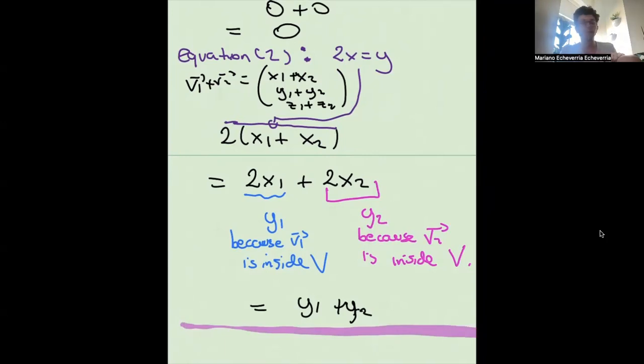So that was the first condition for being a vector space, that it satisfies the sum property. So that's the first thing. But there's still one more condition to check, right? So we still have to do the second condition. Is that okay?